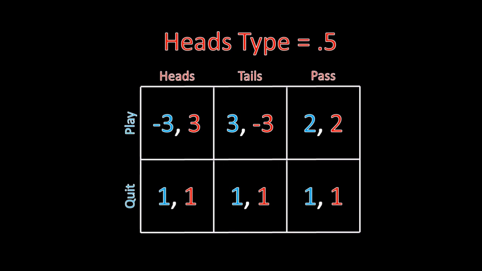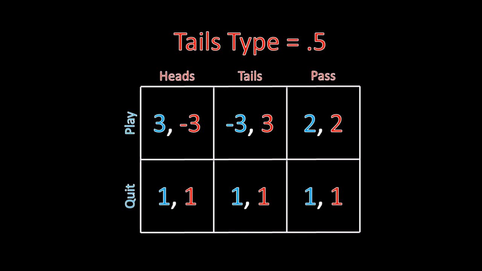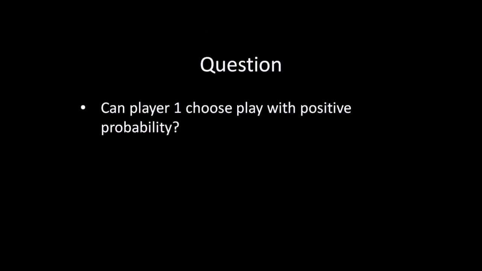And there's another type of player 2, of course, the tails type. And this is just flip-flopping those payoffs from the play heads and the play tails outcomes. The question we need to ask now is whether player 1 can choose play with positive probability. And the reason we're asking this question is because if it's not possible for player 1 to choose play with positive probability, that means he's quitting with certainty. And if he's quitting with certainty, then both players receive a payoff of 1.